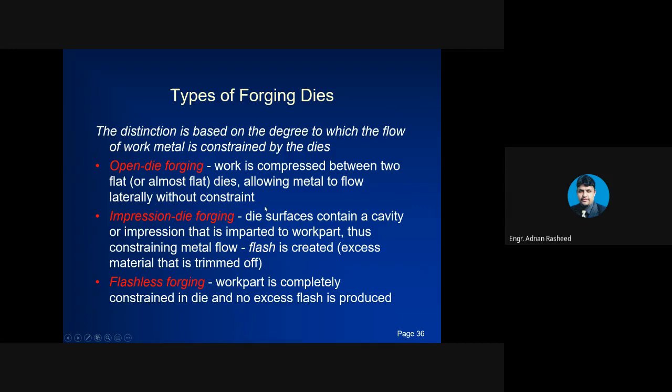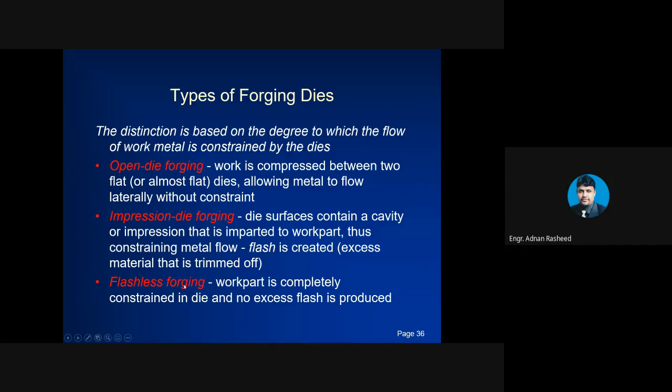So you have dies, and in the dies you have a cavity or surfaces that you want to impart to the workpiece. By pressing the metal between these dies, the metal will flow and will take the shape of the dies. In this process, the flash is also created. Flash is basically extra material that flows laterally without any constraint. You will see in the next slides.